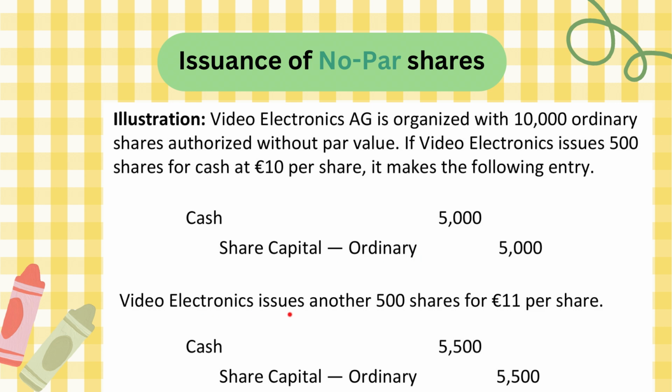Now Video Electronics issues another 500 shares for 11 per share. Again, there is no par value, so cash will go up, equity also will go up, share capital ordinary will go up. 500 times 11, it's 5,500. Okay.